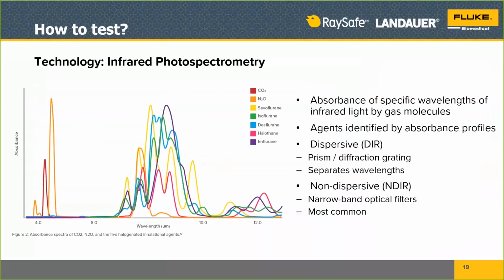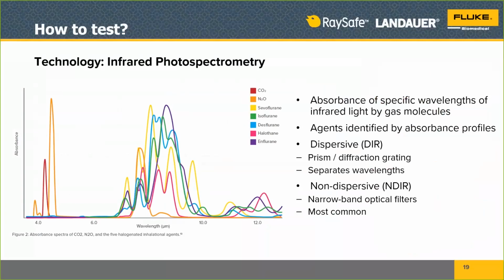So a little bit on technology in terms of how anesthetic agents are measured. The technology is called infrared photospectrometry. And basically what it does is measure the absorbance of wavelengths of light, infrared in this case, by gas molecules. Each agent has a different absorbance profile, but you can see they're all lumped together in the middle.